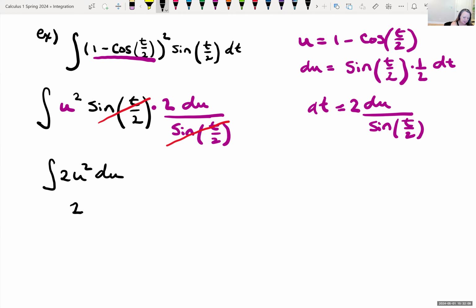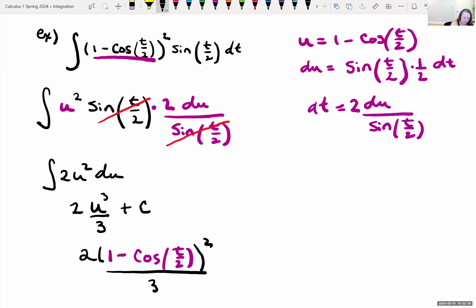So bring down the 2, add 1 to our exponent, so we get u cubed, divide by our new exponent of 3, plus c. And then go back and substitute, so we get 2, u is just 1 minus cosine of t divided by 2, quantity squared, all over 3 plus c.